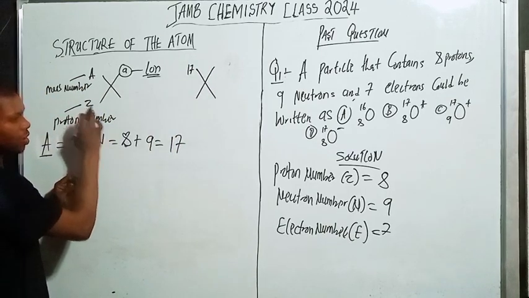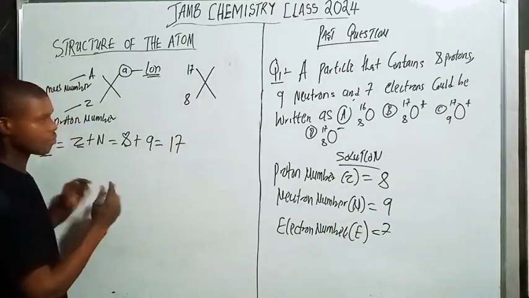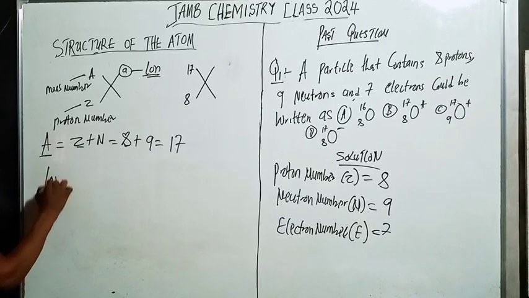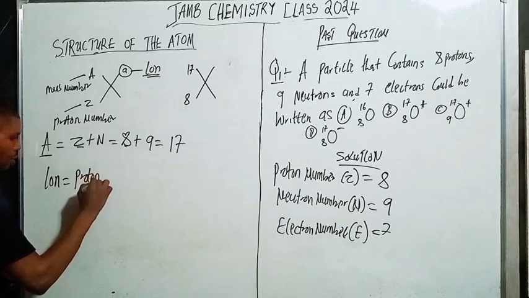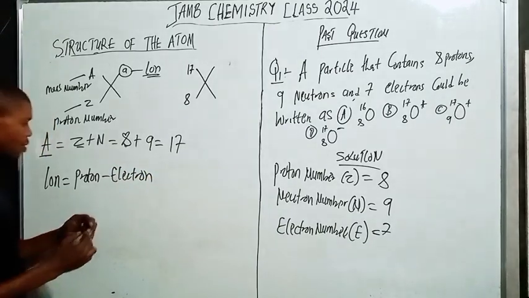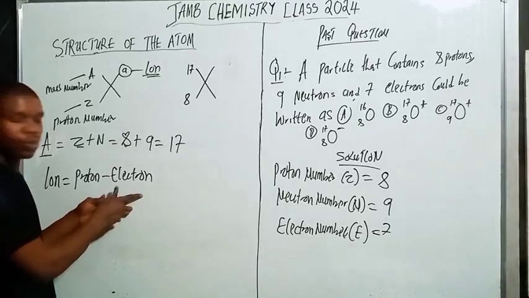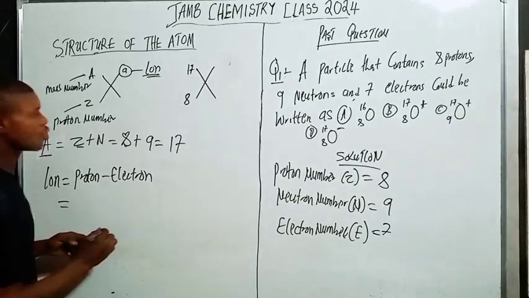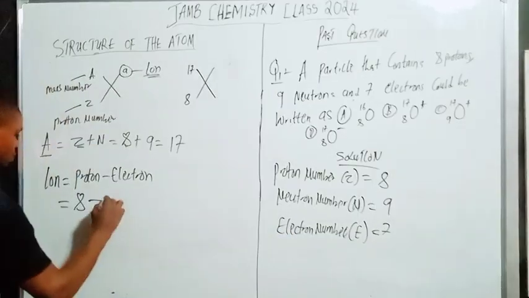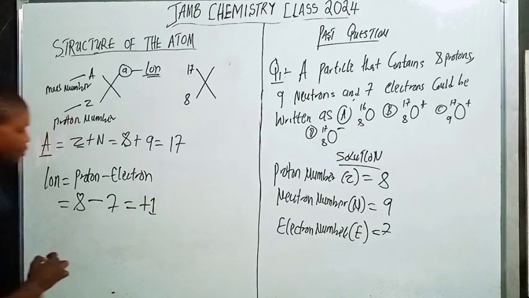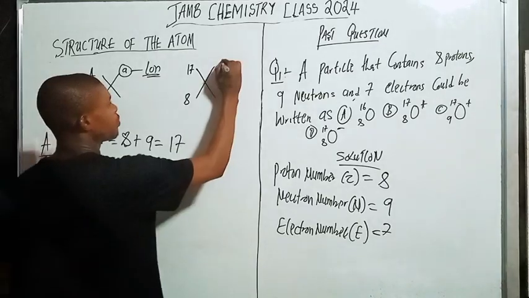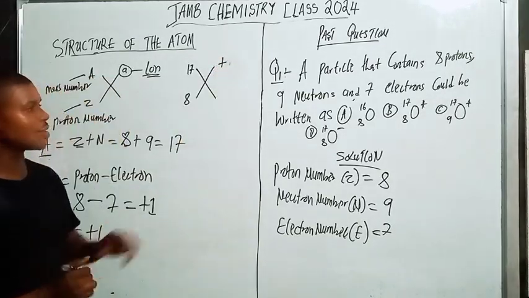Then Z is going to be 8. Now let's get our ion. How do you get the ion? Remember, ion equals proton minus electron, the proton number minus the electron number. My proton number is 8, minus my electron number, 7, will be plus 1. Positive, that is my ion, because of the plus 1. So now let's figure out the correct one here.